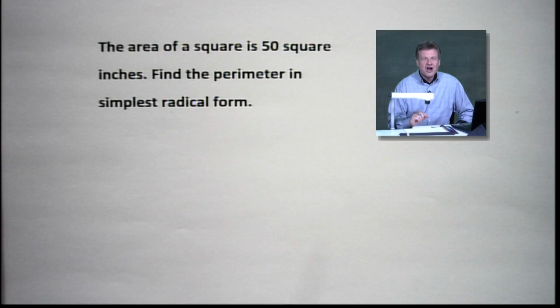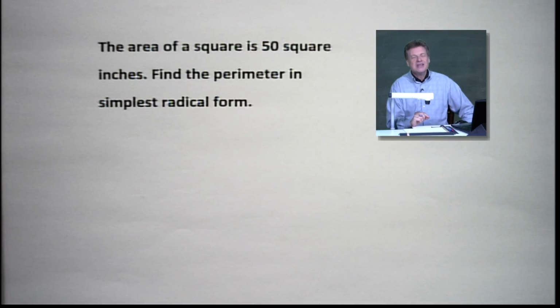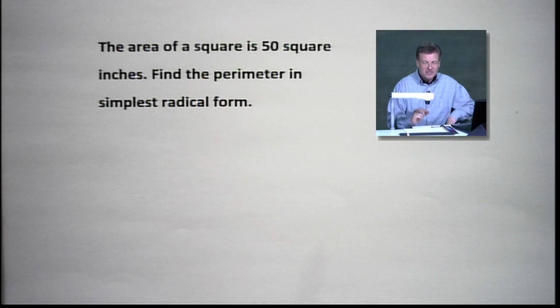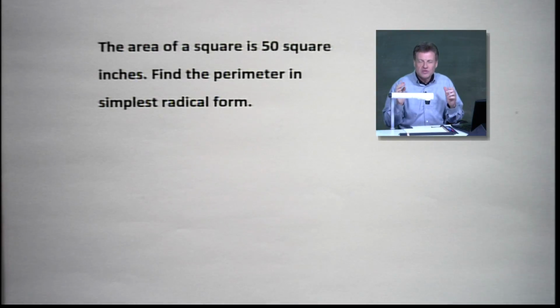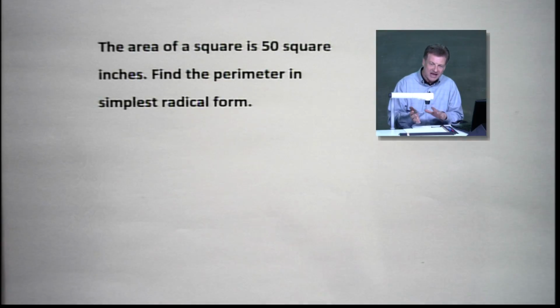All right, let's take a look at our next problem coming up here. This one talks about a square, and we think of a square as a quadrilateral with all 4 sides the same length. We call them congruent. In this case, the area, the space inside, is 50 square inches.